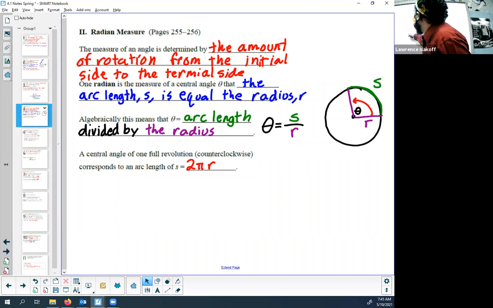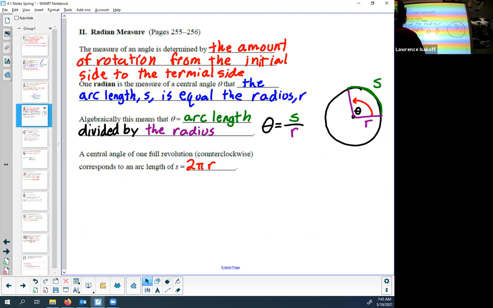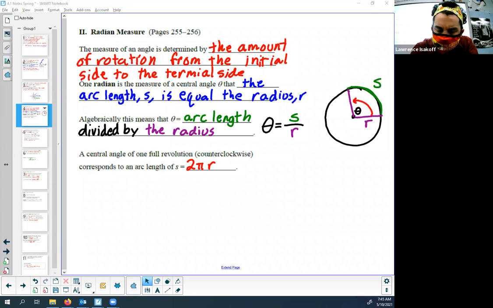So algebraically, that means that theta is the arc length s divided by the radius. The central angle of one full revolution counterclockwise corresponds to an arc length of 2 pi r. That's just the circumference.